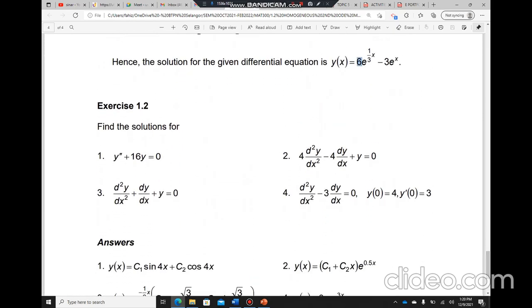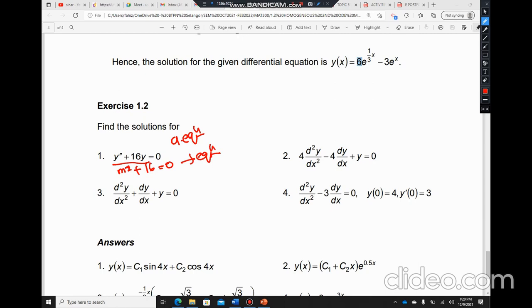Yang ni untuk topik ni dia agak mudah untuk homogeneous, sebabnya maknanya awak just cari auxiliary equation. Okay, auxiliary yang ni je lah tukar. Kalau yang ni m square plus 16. Then factorize, cari m, and then pilih equation yang sesuai dengan roots. Ingat jangan confuse, jangan letak m square plus 16m sebab ini cuma y. Okay, kalau yang ni m square plus m plus 1 equals to 0. Kalau yang ni 4m square minus 4m plus 1 equals to 0. And then this one m square minus 3m equals to 0.